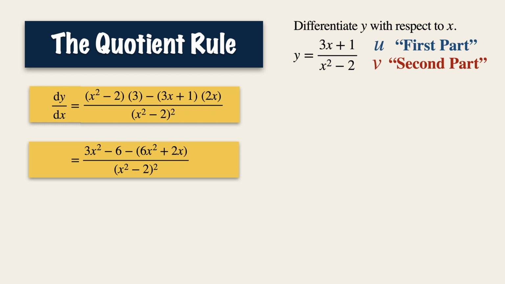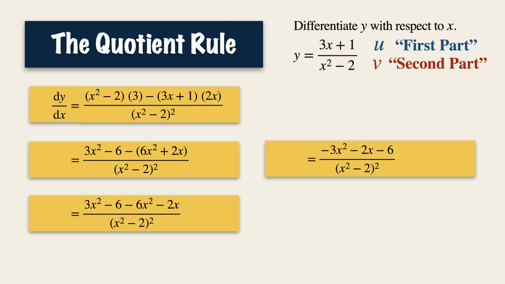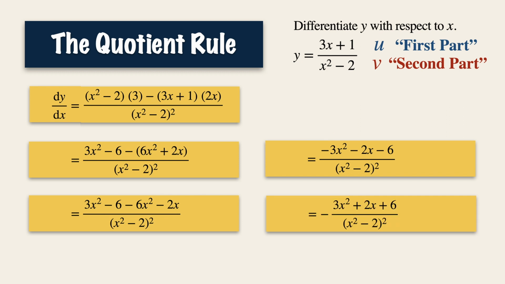Simplifying, we will have 3x squared minus 6 minus 6x squared minus 2x over (x squared minus 2) to the power of 2. We will then have (minus 3x squared minus 2x minus 6) over (x squared minus 2) squared. Now we can factorize out the minus, which gives minus (3x squared plus 2x plus 6) over (x squared minus 2) squared.